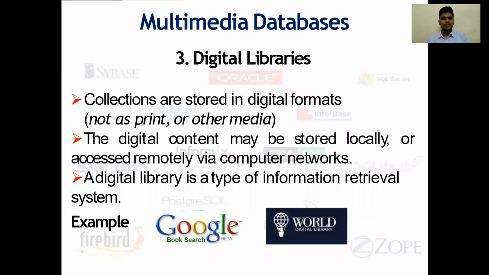Next, digital libraries. Collections are stored in digital formats, not as print or other media. So this is mainly used to store data in digital format, such as photos, etc. The digital content may be stored locally or accessed remotely via computer networks. A digital library is a type of information retrieval system. The best examples are Google Book Search and World Digital Library, which show the books, etc. The information which you want, we can get through Google.